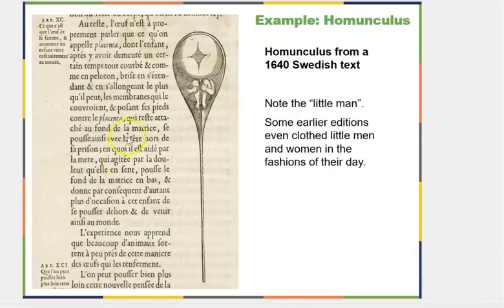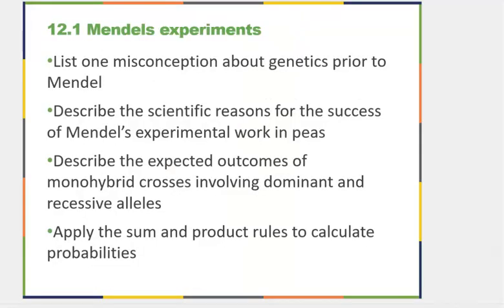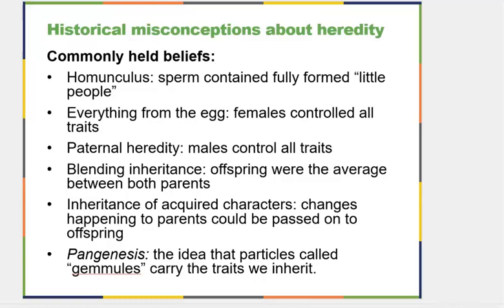So they thought there were these little, this is a homunculus, right? This little man inside a sperm. That's not, spoiler alert, that's not what happens. So there were a lot of misconceptions, mostly thinking of it as just like mixed paint, just like random particles. And there were really good reasons why the pea was a great choice, and some of the monohybrid crosses that we are going to get to.